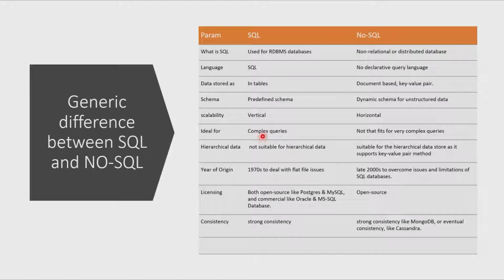It is good when you have complex queries, but when it is non-RDBMS, it is not good for complex queries because there's nothing like joins and other things. Hierarchical data, that means one data and then subdata, it is not suitable for hierarchical data. When we talk about non-relational databases, they are good for hierarchical data.